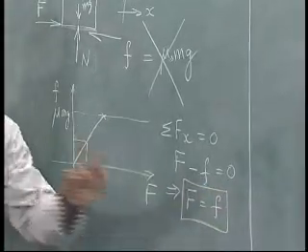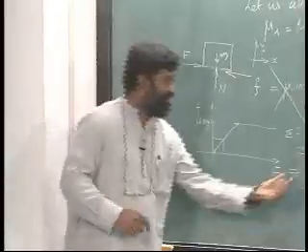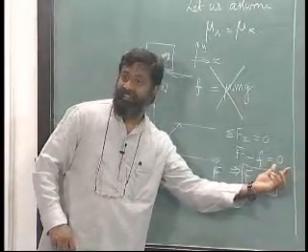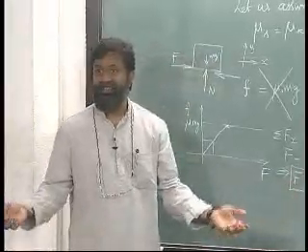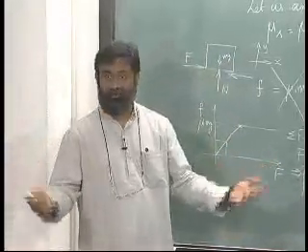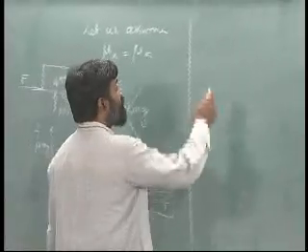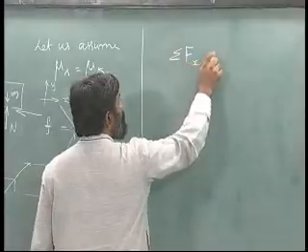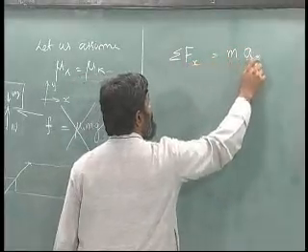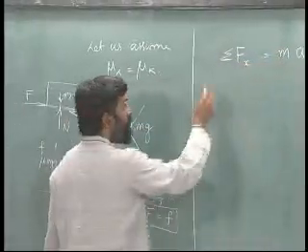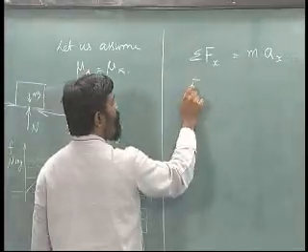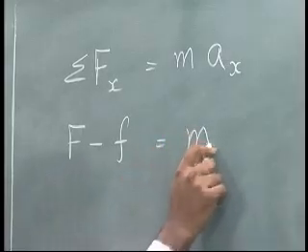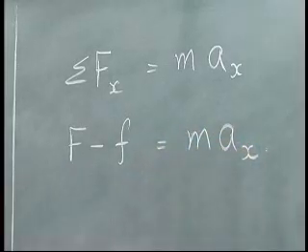When is this true? It is true only when the right hand side is 0. What is the right hand side? It is nothing but saying that it is in static condition. Supposing it is in dynamic condition, then F equals ma, which means that sigma Fx should be equal to m times Ax, right. So if I insert these values, I have capital F minus small f is equal to m times Ax.